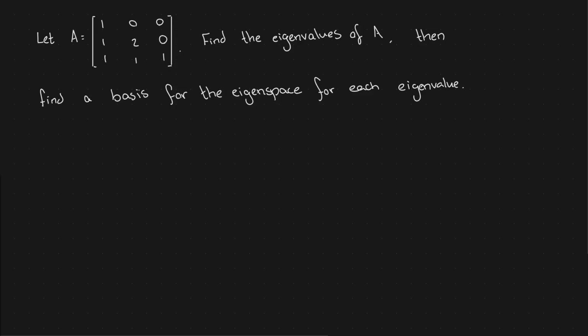Let's do one more example. So again, we have a 3 by 3 matrix A. We want to find the eigenvalues of A, and we want to find a basis for the eigenspace for each eigenvalue, just like in the past couple of examples.